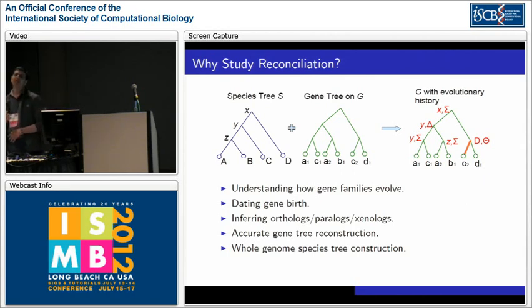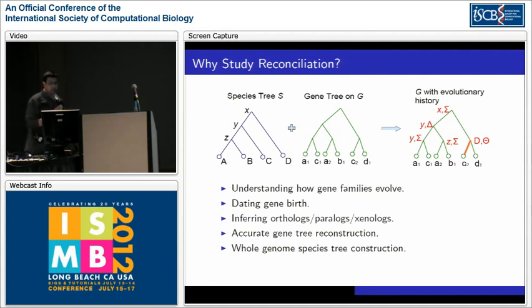And gene trees are notoriously hard to reconstruct because some gene families have very low rates of evolution or very high rates of evolution or very short sequences. So incorporating information from the species tree through reconciliation gives you a way to construct more accurate gene trees. Now, similarly, you can do whole genome species tree reconstruction.